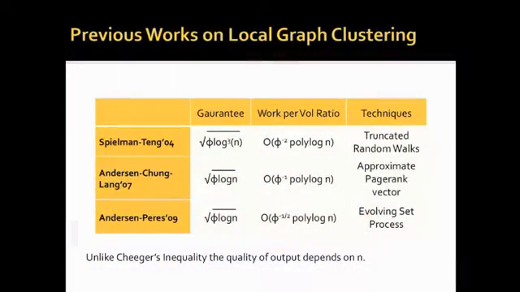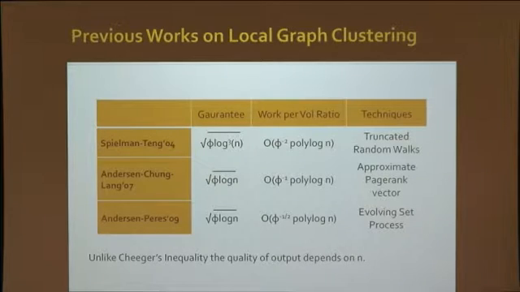Also this algorithm is randomized, so they can do this with some constant probability. In fact, they cannot prove that for every vertex in A this is true. They can prove that for half of the vertices in A they can do this. This result has been improved. Andersen, Chung, and Lang improved the approximation guarantee to root phi log n and the work per volume ratio to 1 over phi poly log n. And more recently, Andersen and Peres improved the work per volume ratio to 1 over root phi polylog.